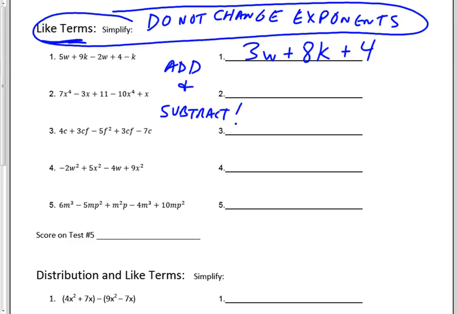This section is apples, oranges, and grapes. Here's your apples. 5 apples minus 2 apples. Here's your oranges. 9K minus K. 8K. And my grapes. All I have is plus 4. That goes at the end. Only combine what looks the same.